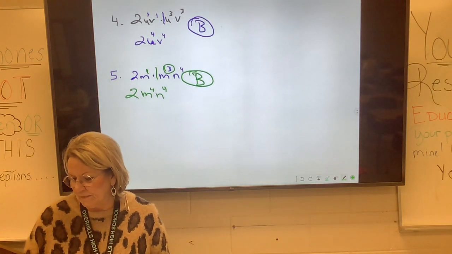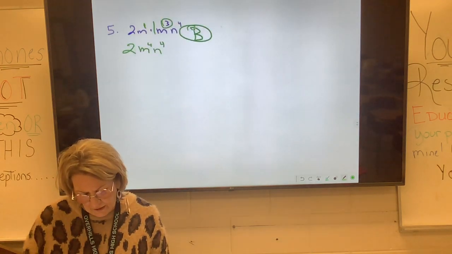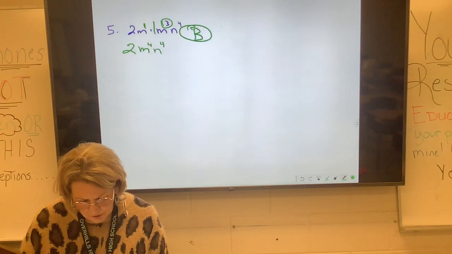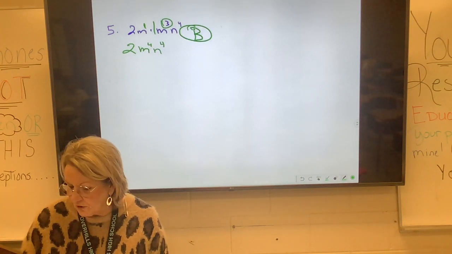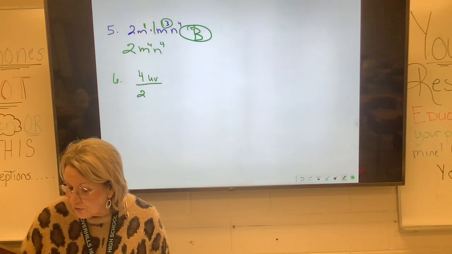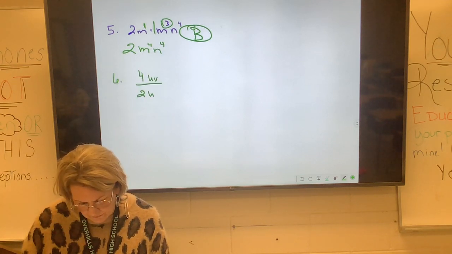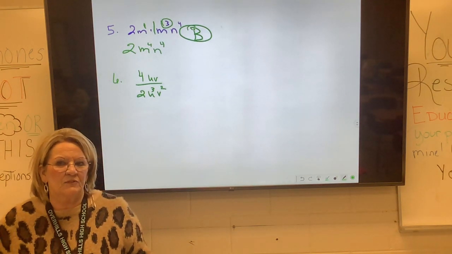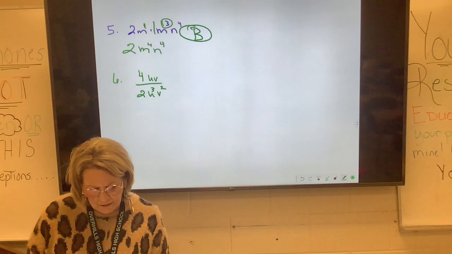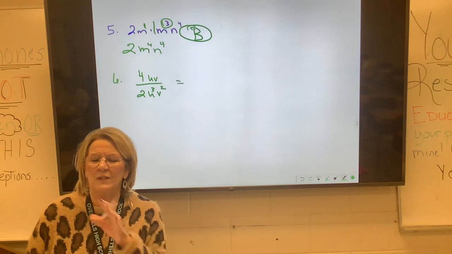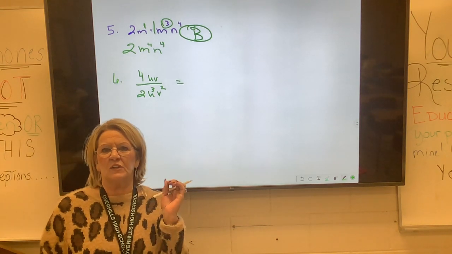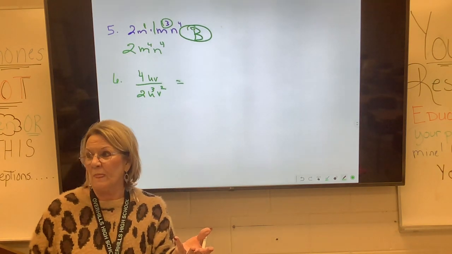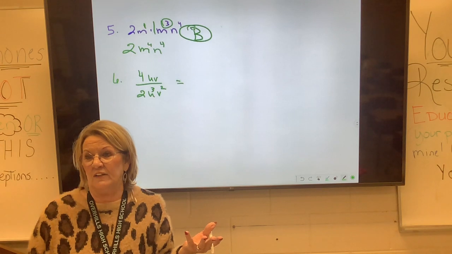Number 6. That's a quotient rule on number 6. We're going to be dividing now: 4uv over 2u^3v^2. Okay, now pay attention. I'm going to show you how to do something a little bit different that you didn't see yesterday. The reason is that it's going to keep you from getting negative exponents. Because if you get negative exponents, you've got another step to get rid of them. So we're going to show you how to not even get a negative exponent.